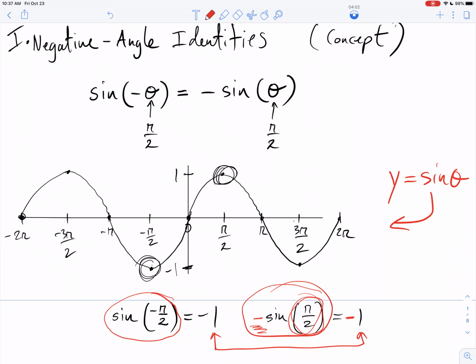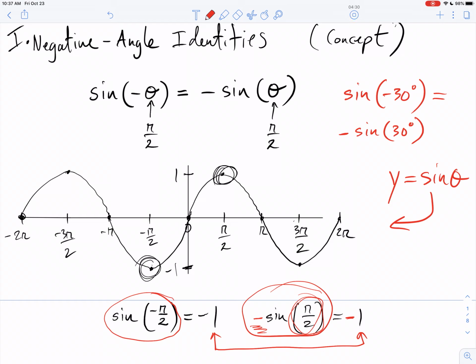So when you're working through a problem and they give you the sine of, let's say, negative 30 degrees, well, if you would rather, you could just say, you know what, I'm going to use the sine of 30 degrees and just make sure I put a negative in front of my answer. That's what they're talking about when it comes to negative angle identities.